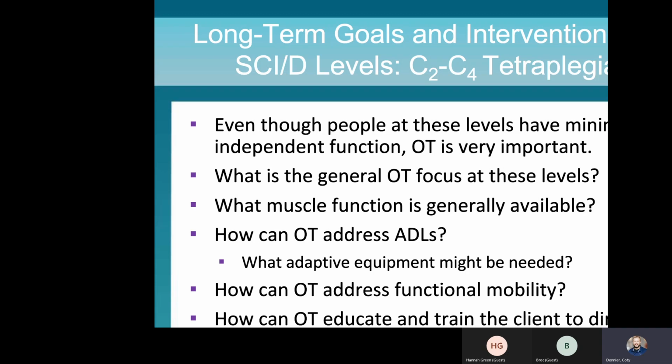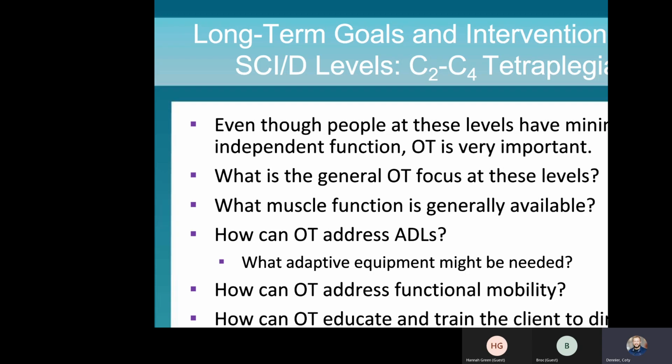Now the person with the C2 through C4, and this says C1. If a person has a C1, they're going to be dead. So really it goes from a C2 down to a C4. They're going to be paralyzed from the neck down.